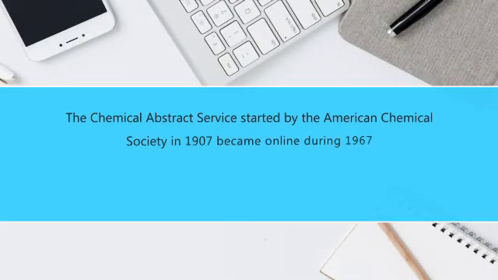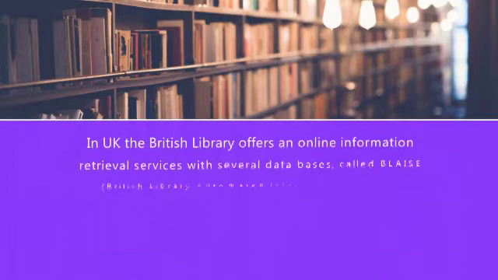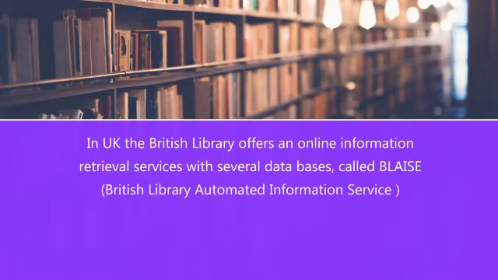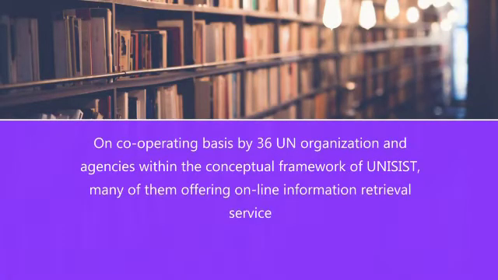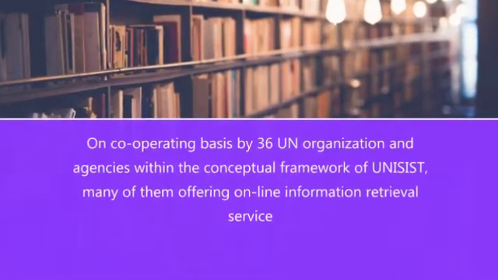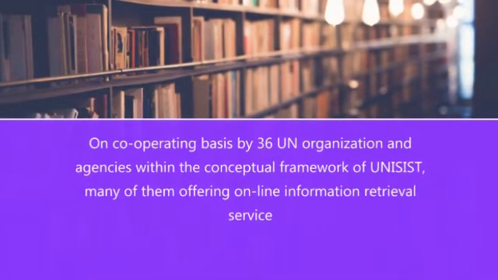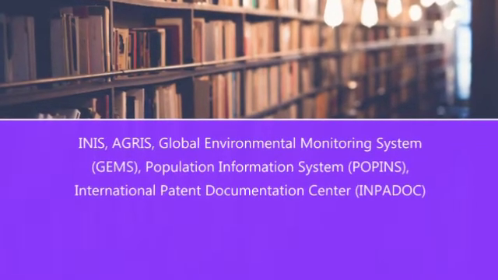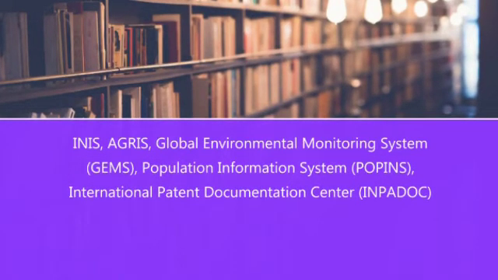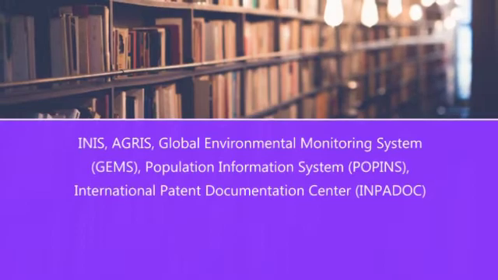Chemical Abstracts Service of the American Chemical Society in 1907, RECON, the Remote Control System of the National Aeronautics and Space Administration, and the UK British Library came out with a more important service called BLAISE, British Library Automated Information Service. A computer-based international information system for various disciplines and missions was established on a cooperating basis by 36 UN organizations and agencies within the conceptual framework of UNISIST. Many of them offer online information retrieval also, like INIS and AGRIS, Global Environment Monitoring System like GEMS, Population Information System like POPIN, and International Patent Documentation System like INPADOC.